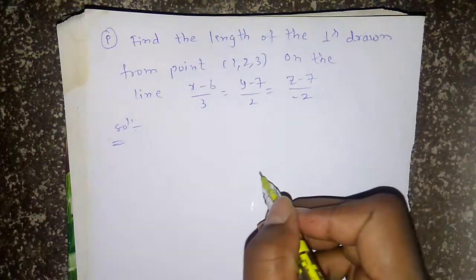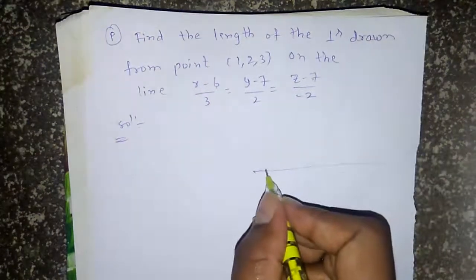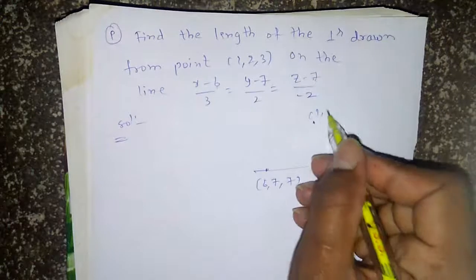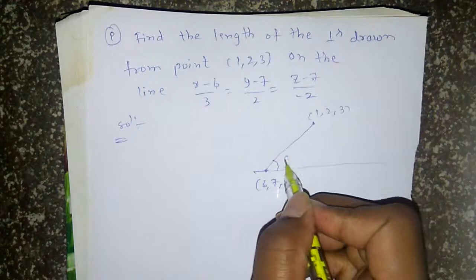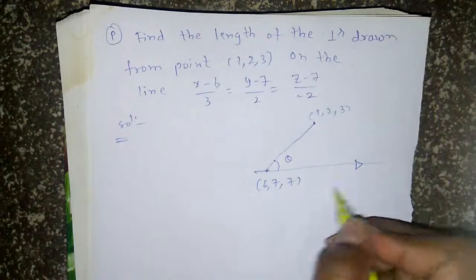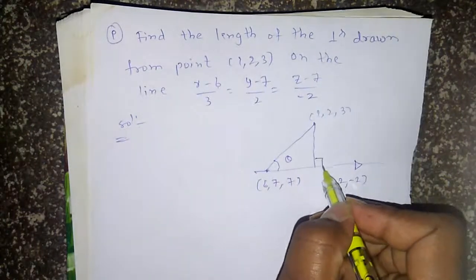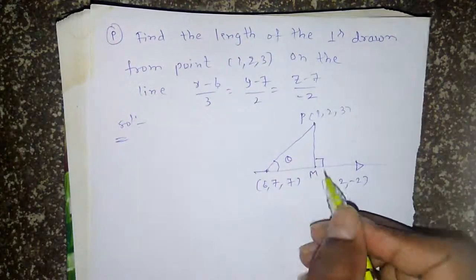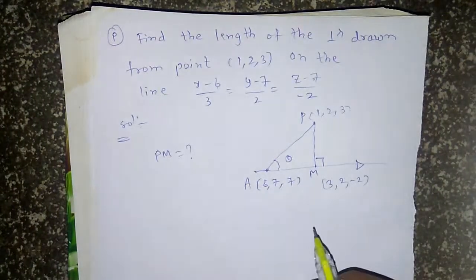In the vector method, this is the line, so here (6, 7, 7) is a point on the line. Let us assume that point is here, (6, 7, 7), and our point (1, 2, 3) is here. Let us assume this angle is theta, and the drs of the line are 3, 2, minus 2. The perpendicular is drawn, so we need to find this, let us call it PM. We need to find PM. Let us take this as A.